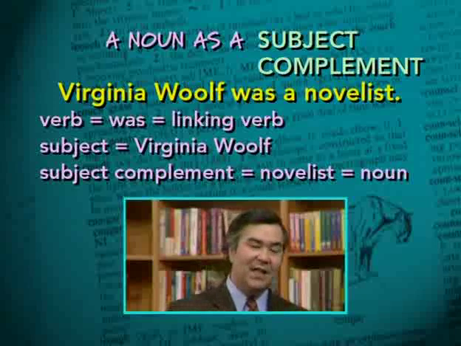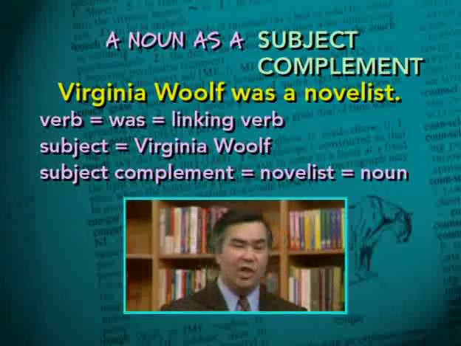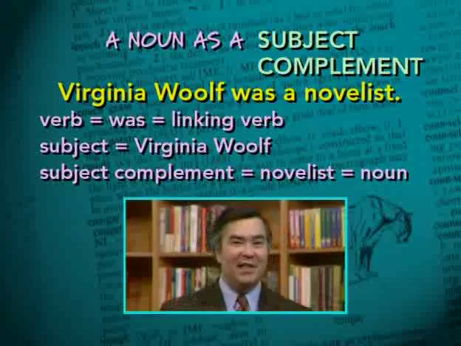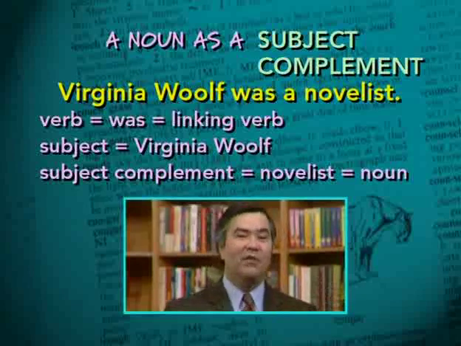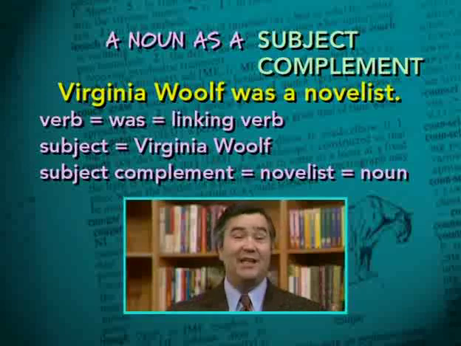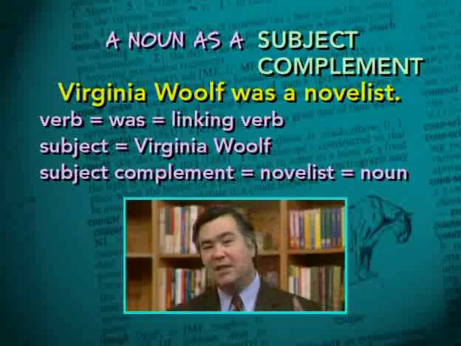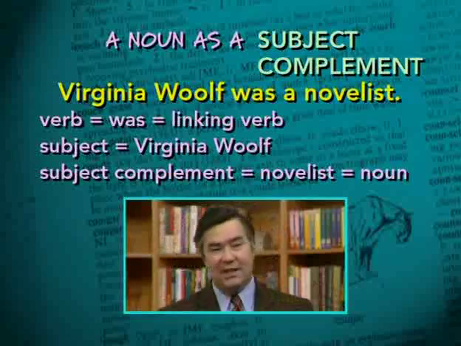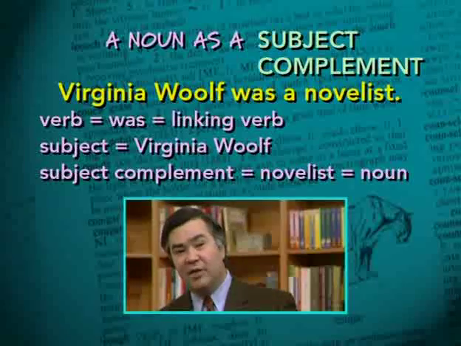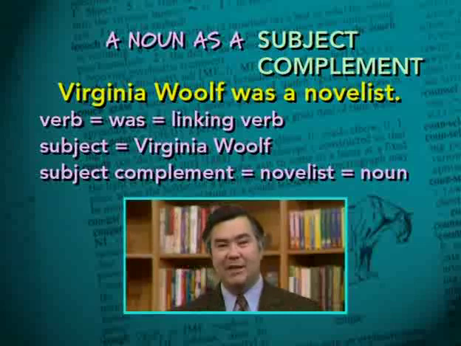So was, the linking verb, is linking Virginia Woolf and novelist and telling us that the two things were equated to one another. Virginia Woolf was a novelist. The two things are one and the same. So this is a classic example of a linking verb being used to connect the subject to a noun, novelist, which is the subject complement.